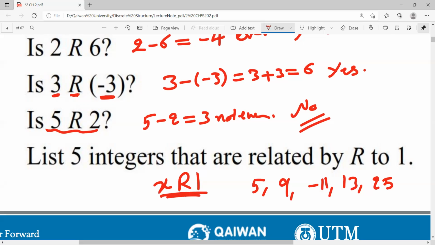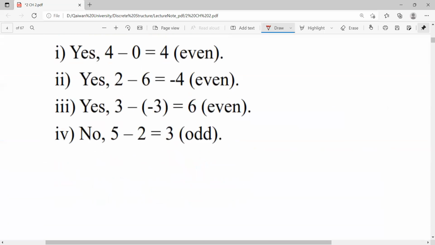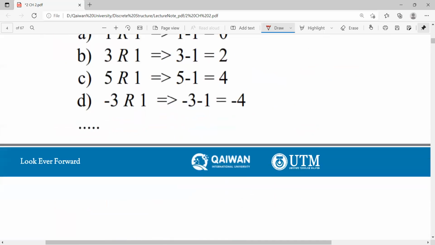That means if we replace X by any of these, we get an even number. If we subtract 1 from all of these, we get an even number. So these are 5 numbers which are related to 1. How many more numbers satisfy this? Infinitely many. You can pick any odd number, and it satisfies this relation. Look, let's solve it here.